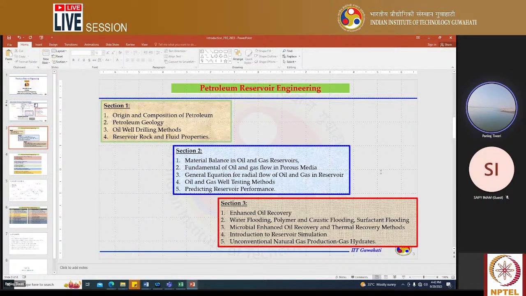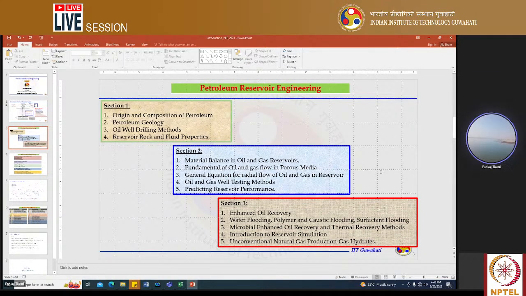Second, in week 5 we discussed the fundamentals of oil and gas flow in porous media, followed by setting up the general radial diffusivity equation and converting that radial diffusivity equation to the inflow performance relationship for different conditions. Different conditions means different types of fluid and different flow regimes like steady state, pseudo steady state, and transient flow condition. The rest of the part will be covered, I think, in the further weeks' lectures.